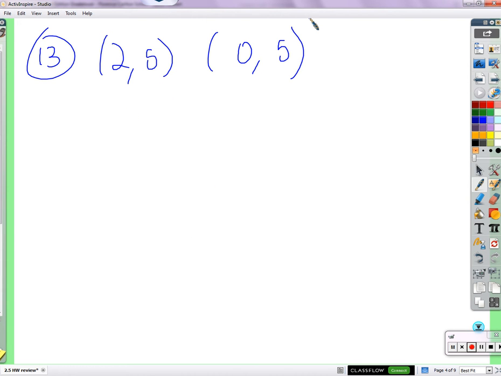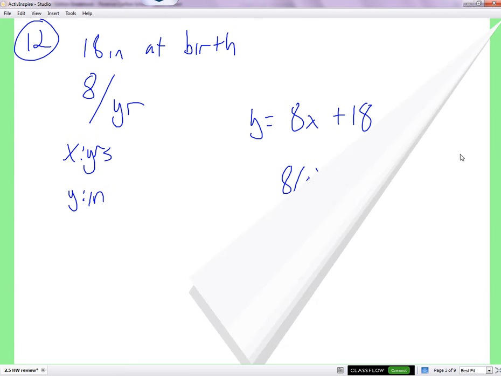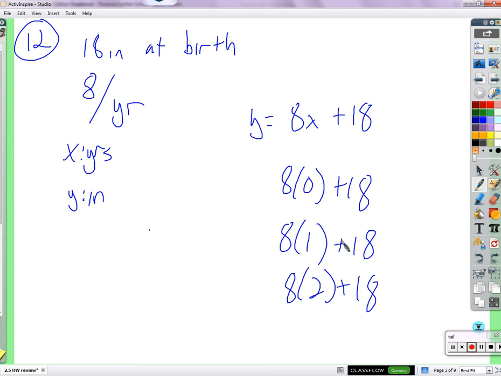Number 12, y was supposed to be feet. Is that inches? Oh, y is supposed to be feet. Oh, let's jump back. Feet, not inches. This tells us how many inches it grows. Oh, so we need to, how do we change this function so that it tells us how many feet long it is?